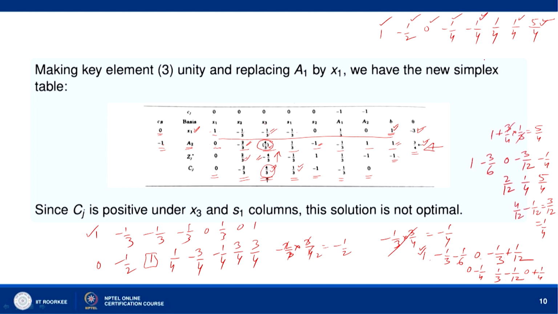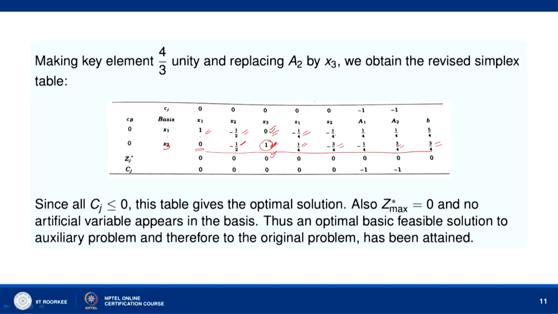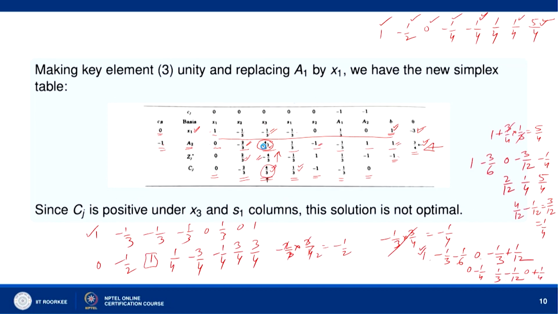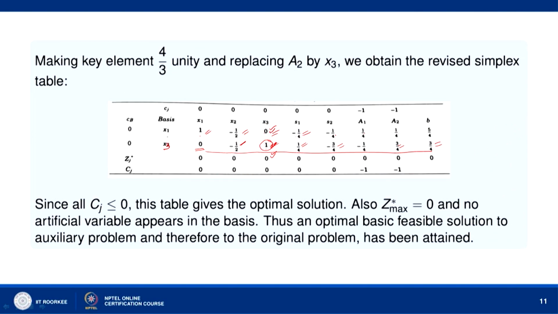Okay, so we get this row. Okay, we multiply it by 1 by 3 and add to this row, and we get this row. And now let us find Zj star. Zj star is 0. Okay, Cj is 0, 0, 0, 0, 0, minus 1, minus 1. So Cj is less than or equal to 0 for all j, and therefore this table gives us the optimal solution.